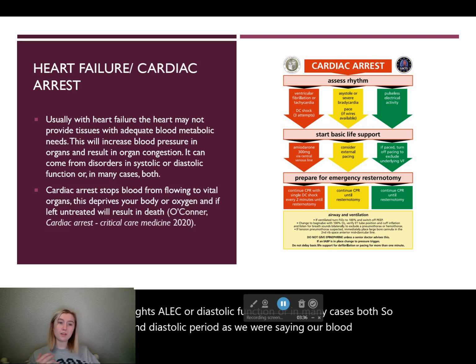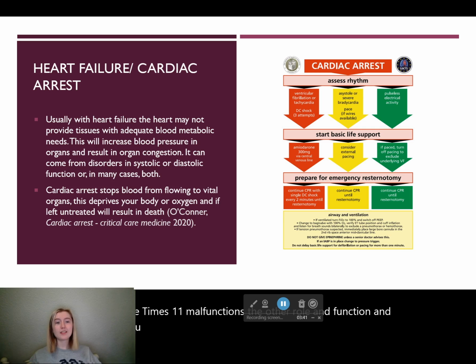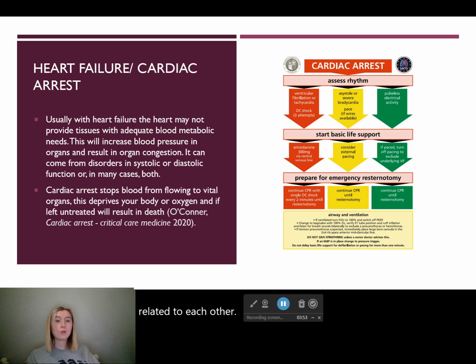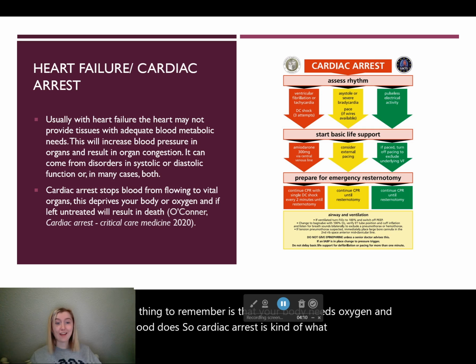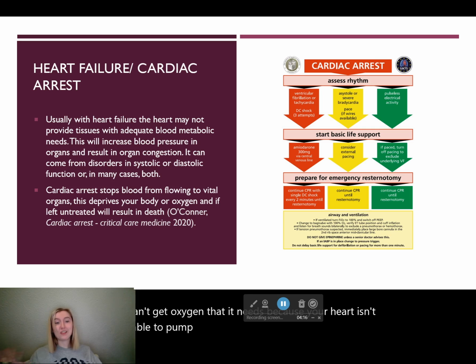A lot of the time when one malfunctions, the other will malfunction. That's why you don't see a lot of cases where only systolic or only diastolic malfunctions, because they're very much related to each other. Cardiac arrest stops blood from flowing to vital organs. This deprives your body of oxygen, and if left untreated, it will result in death. One thing to remember is that your body needs oxygen, and that's what blood provides. So cardiac arrest is what happens when your blood can't get the oxygen it needs, because your heart isn't going to be able to pump an adequate amount of blood anymore.